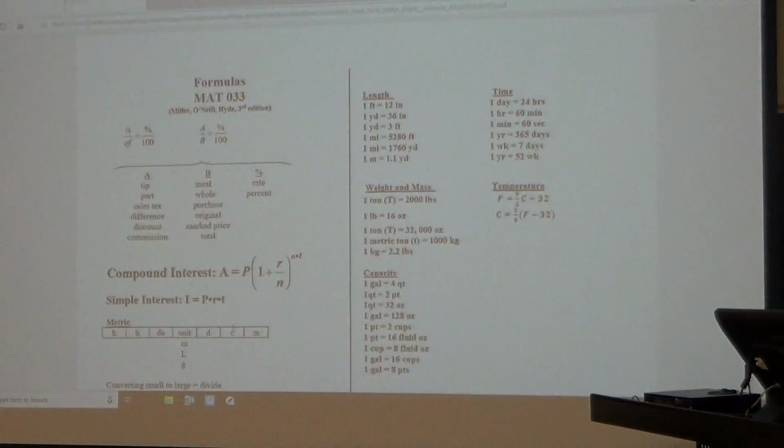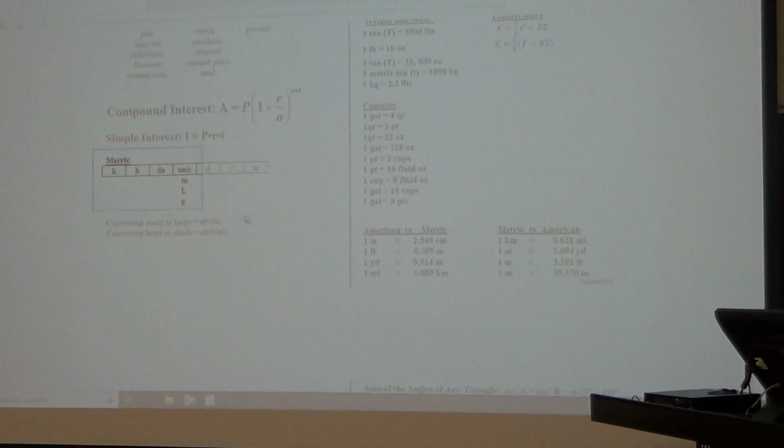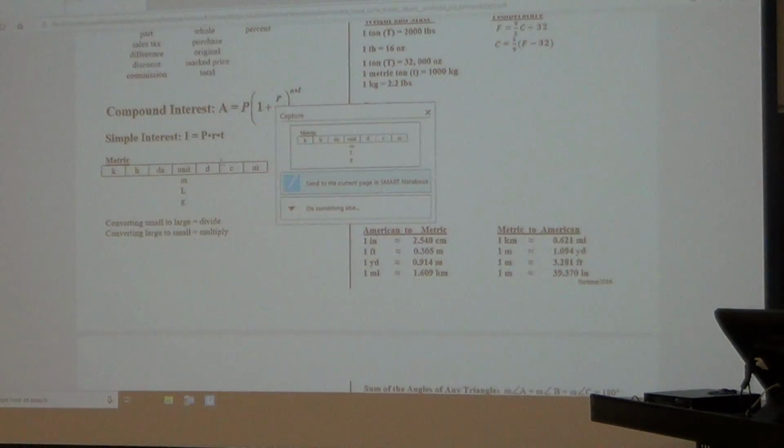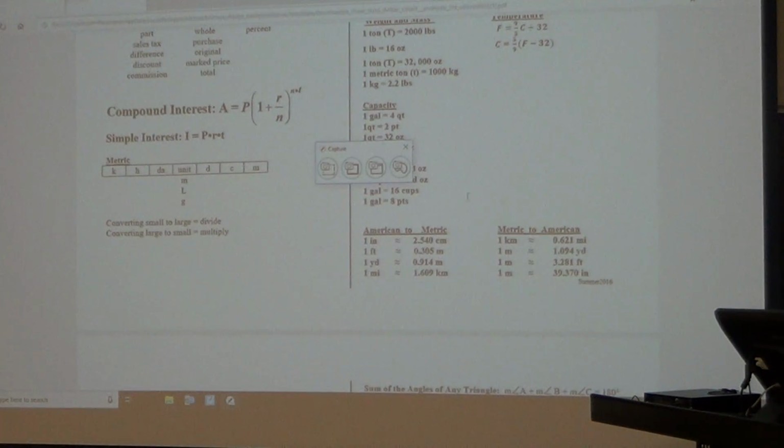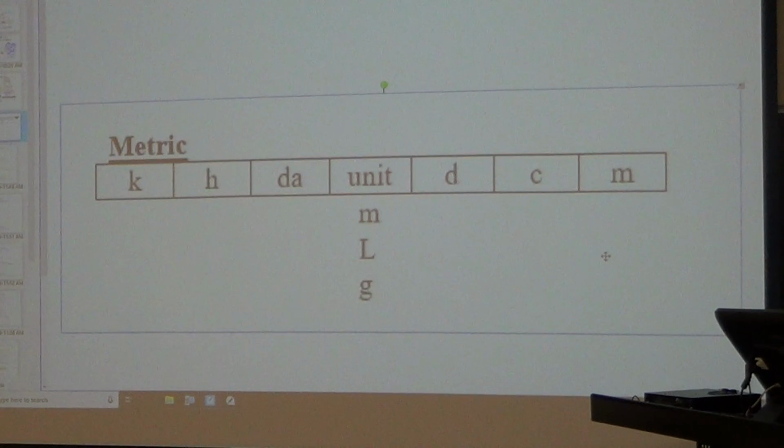It is on your formula sheet, and it's right here. So the something somethings are over here. King Henry is over here. Now, the reason I call it King Henry.